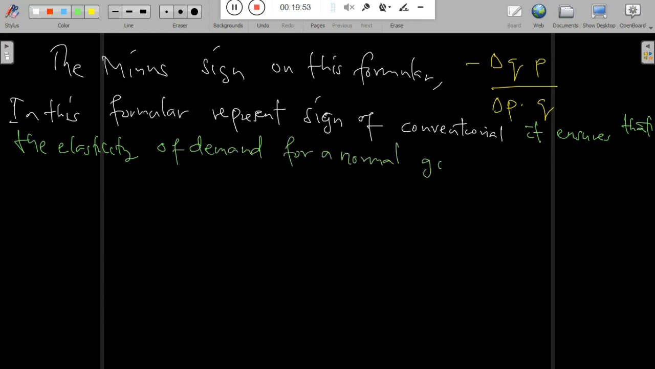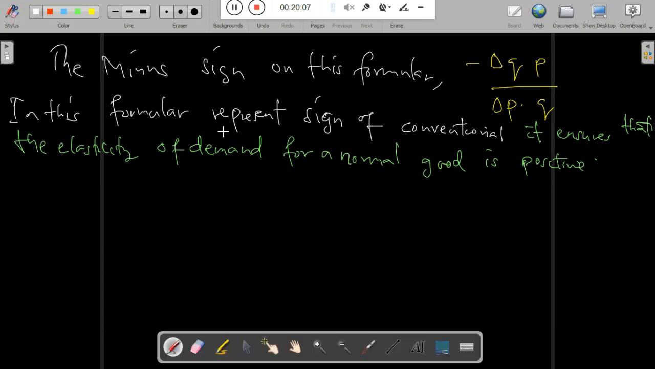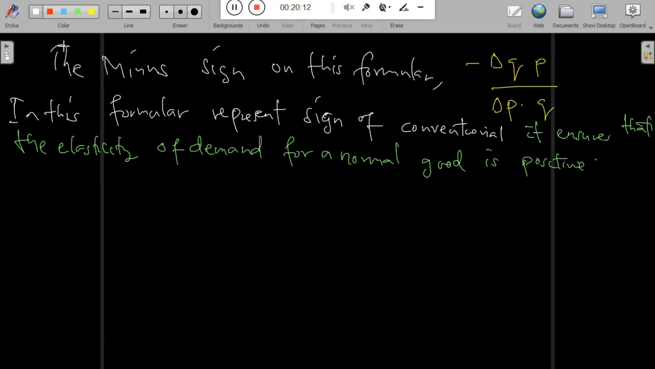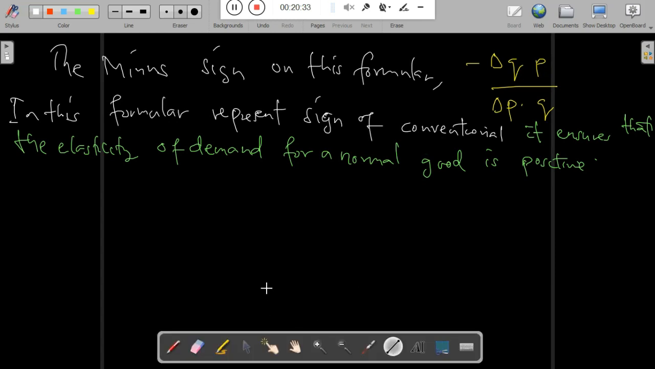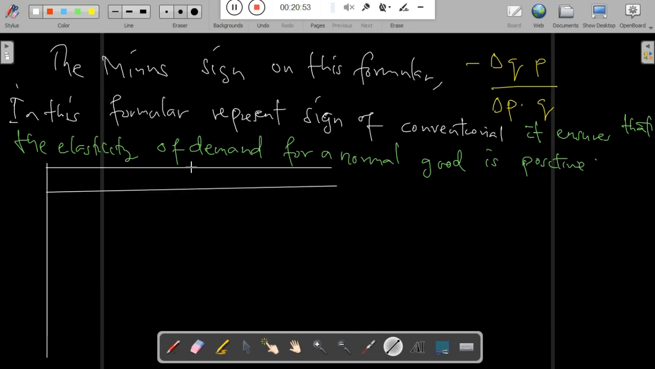So let's consider the following data set in this table here, and look at how we can properly solve the point price elasticity of demand. From this table, we have the price of X, but also we have the quantity demanded, as you can observe.